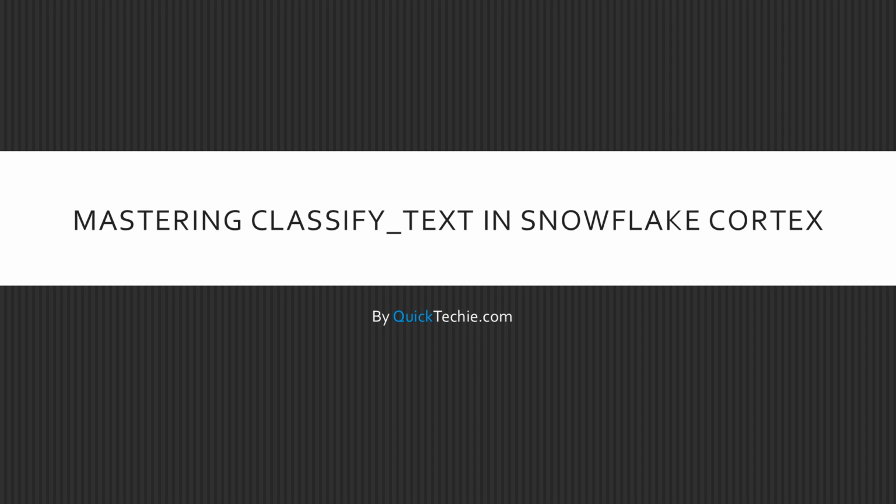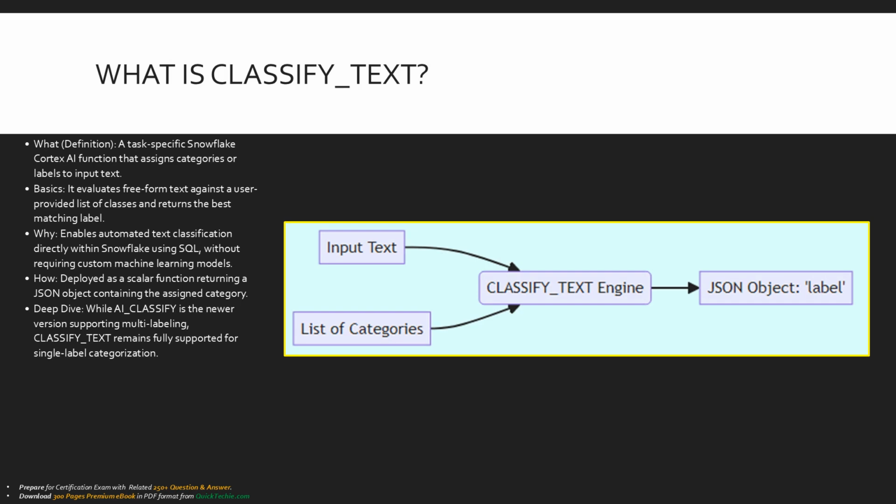Welcome, data professionals. Today we are diving into Snowflake Cortex's Classify Text function, a powerful tool for bringing natural language categorization directly into your SQL pipelines. Let's get started. Let's start by defining Classify Text.